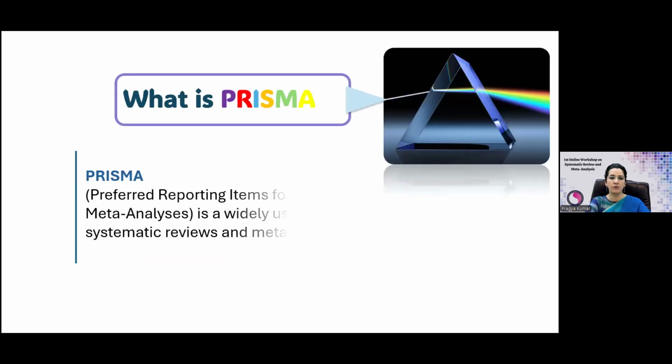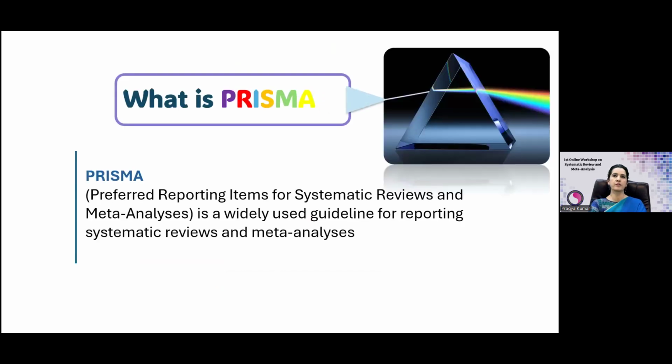So now, going back to PRISMA. PRISMA stands for Preferred Reporting Items for Systematic Reviews and Meta-Analyses. Again, it is a widely used guideline for reporting. Remember, the key term here is reporting. I will show you a misconception around PRISMA, that people write that it is a way of conducting. No, it doesn't give you any guideline for conducting the meta-analysis.